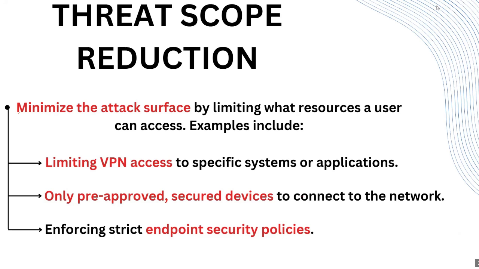So by limiting VPN access and by only allowing pre-approved devices and by enforcing endpoint security, this is how we lessen our attack surface, meaning that any specific attacker does not have a lot of entry points into our network. Excellent.